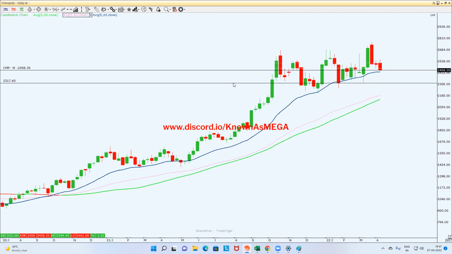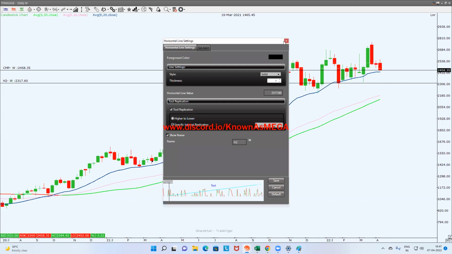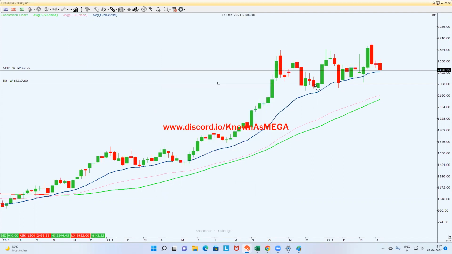So the highest body is here. No, who said rally base rally? This is drop base rally. One base. Drop base rally. Clear?